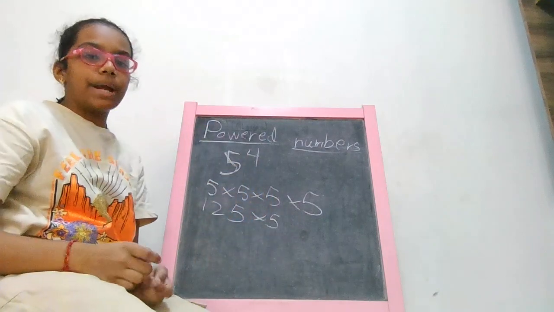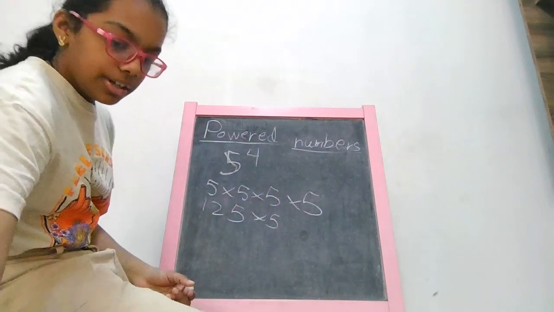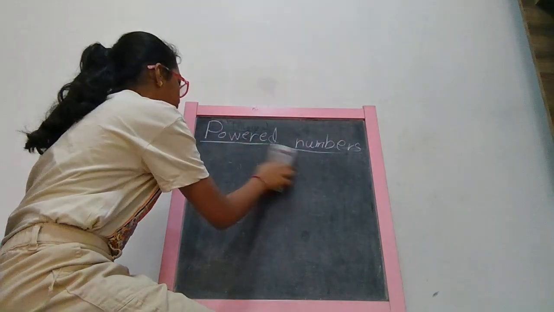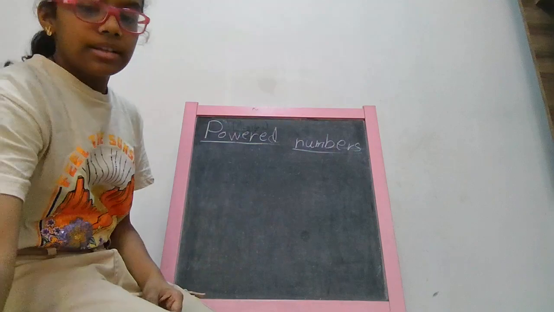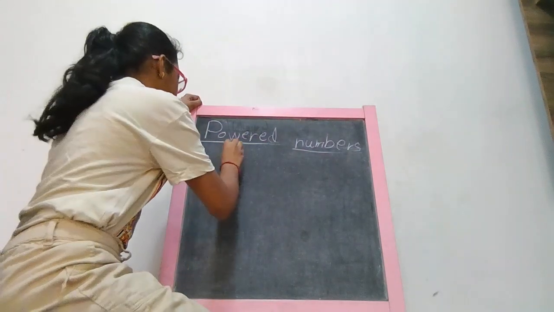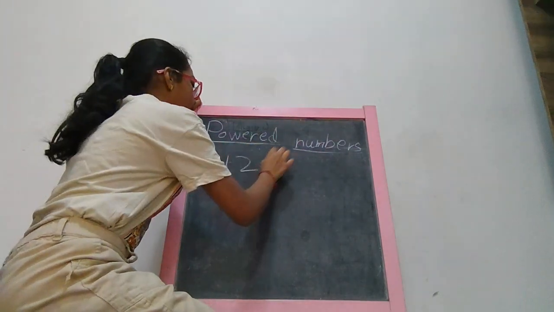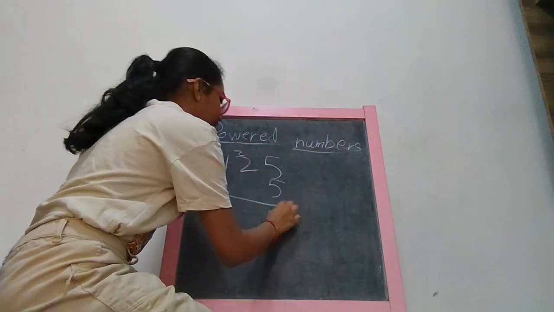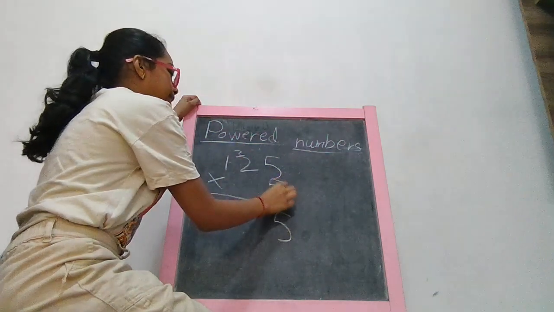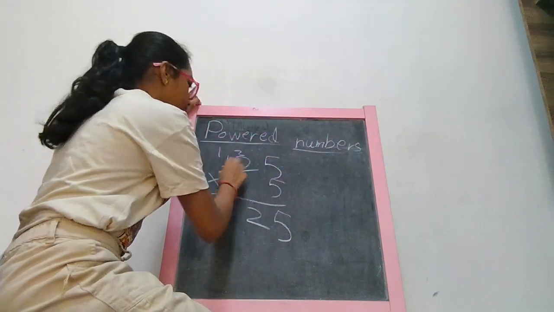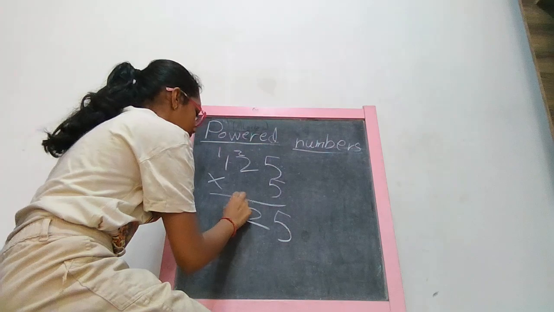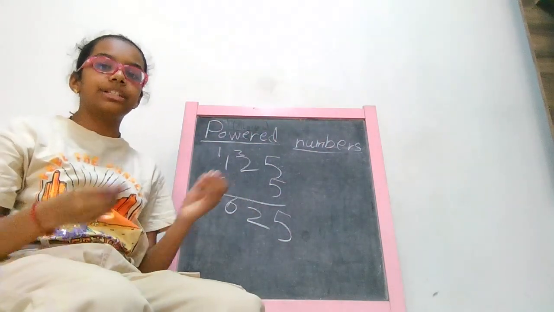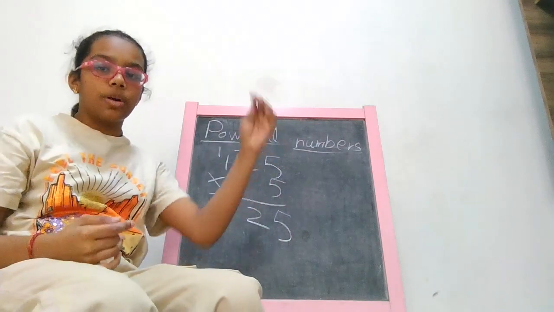Now if you want, I can give you time to multiply it right now. You can pause the video if you like, just so that you can multiply it. And even I'm going to multiply it over here. You can follow along if you like. 125 times 5. 5 times 5, 25. 2 times 5 is 10. 10 plus 2 is 12. 1 times 5 is 5. 5 plus 1 is 6. So 625 is the answer. Okay. 625 is 5 to the power of 4.